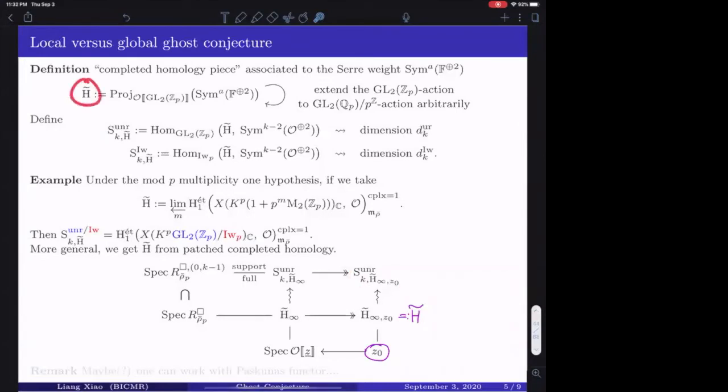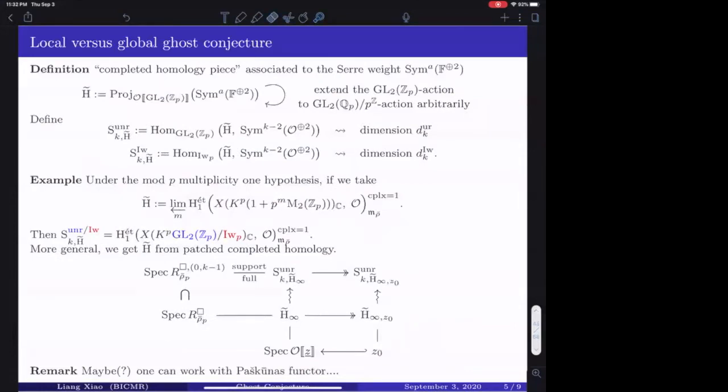In the sense that my H tilde will no longer have any sort of automorphic input, it will be just a sort of abstract setting. So that's the price we pay. But the benefit is that, at the end of the day, we get all the information about the crystalline deformation space.